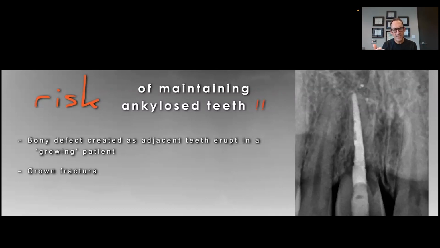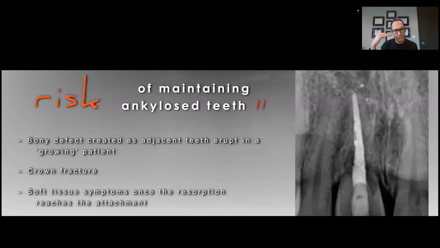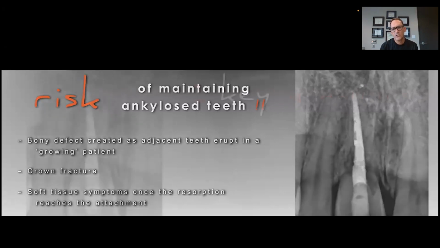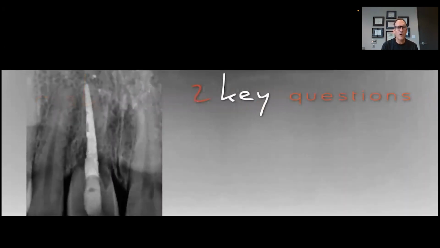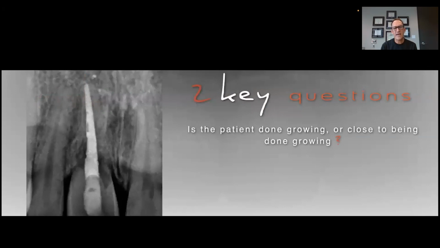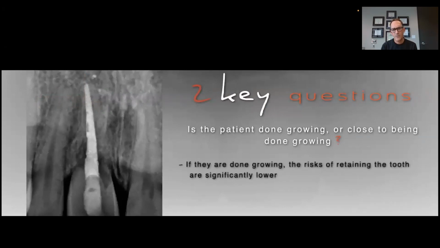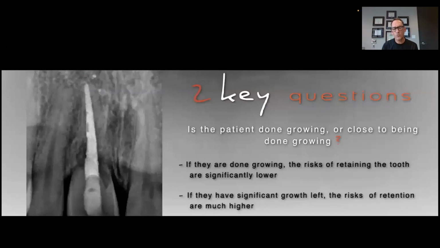And the symptoms that they experience are soft tissue symptoms, right? Or what they experience is the crown just basically fractures off, right? So one of those two things typically tends to happen. So the two questions I have are, what's the growth status of the patient? If they're done growing, the risks of keeping the tooth are really low. You could think of an implant as basically being an ankylosed tooth.